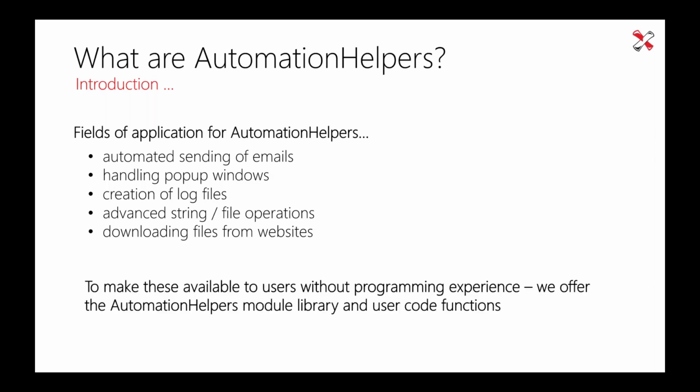And to make these available to users without any programming experience, we offer the Automation Helpers module library and the user code functions. So we have a set of module library functions and user code functions which can directly be integrated in your test solution and used without any programming experience or coding knowledge. Automation helpers are publicly available. They are easy to install and use, and of course they are published as open source on GitHub too.